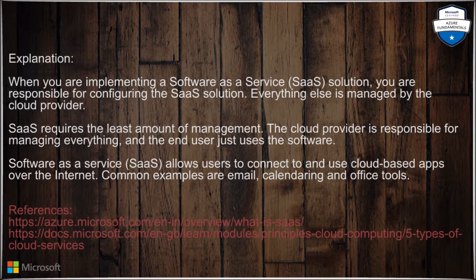Explanation. When you are implementing a software as a service, SaaS, solution, you are responsible for configuring the SaaS solution. Everything else is managed by the cloud provider. SaaS requires the least amount of management. The cloud provider is responsible for managing everything, and the end user just uses the software. Software as a service, SaaS, allows users to connect to and use cloud-based apps over the internet. Common examples are email, calendaring and office tools.